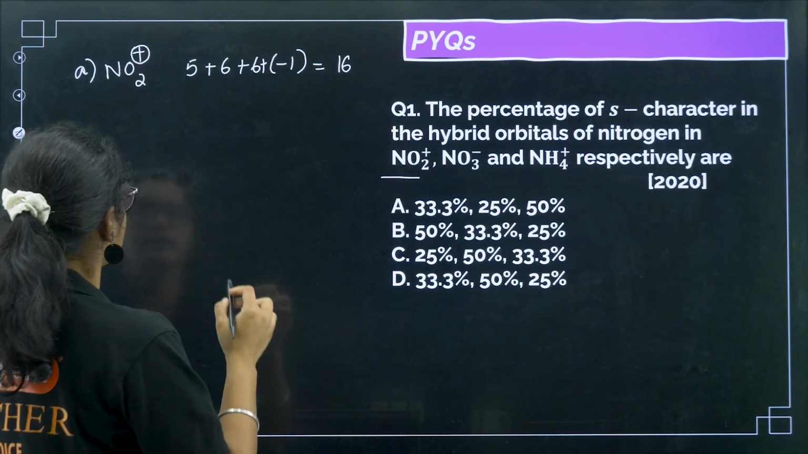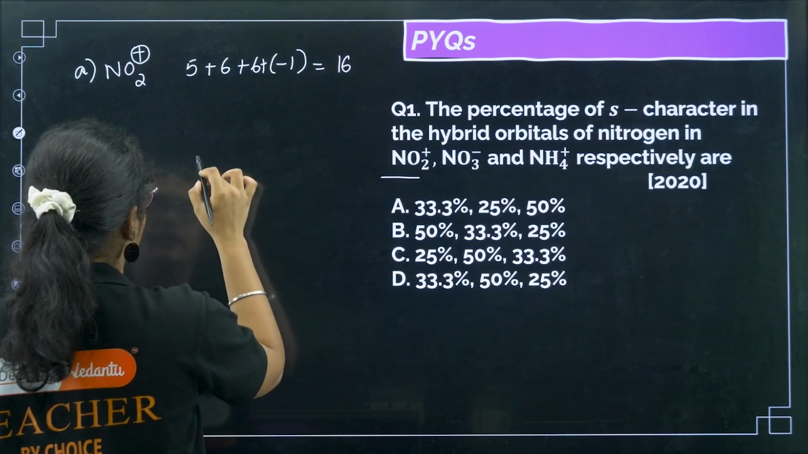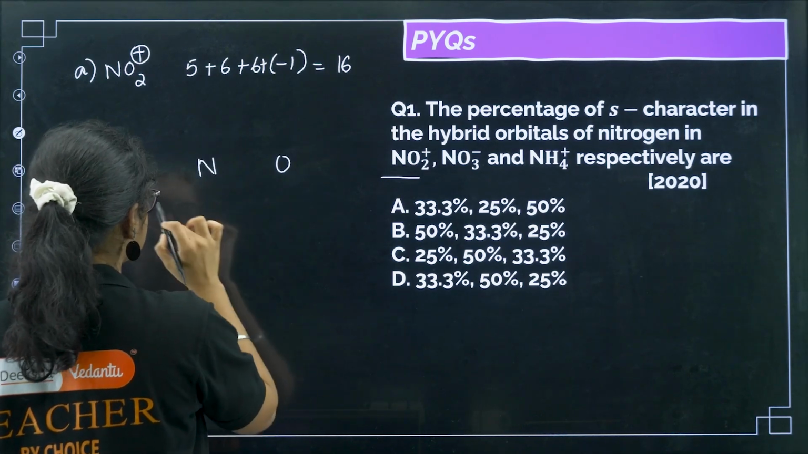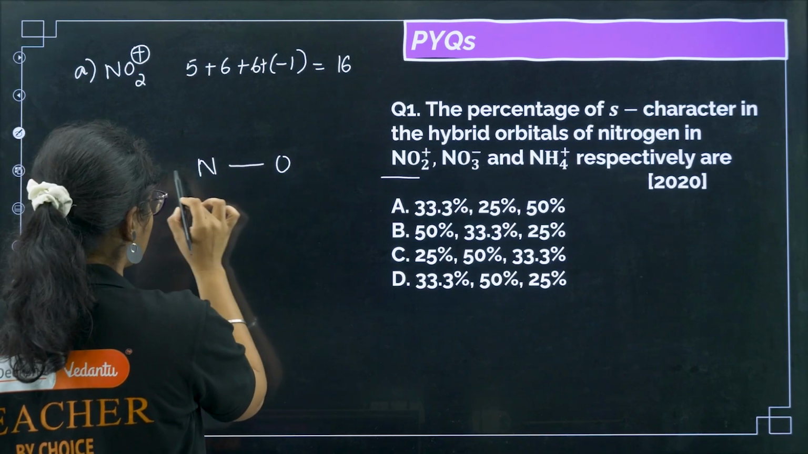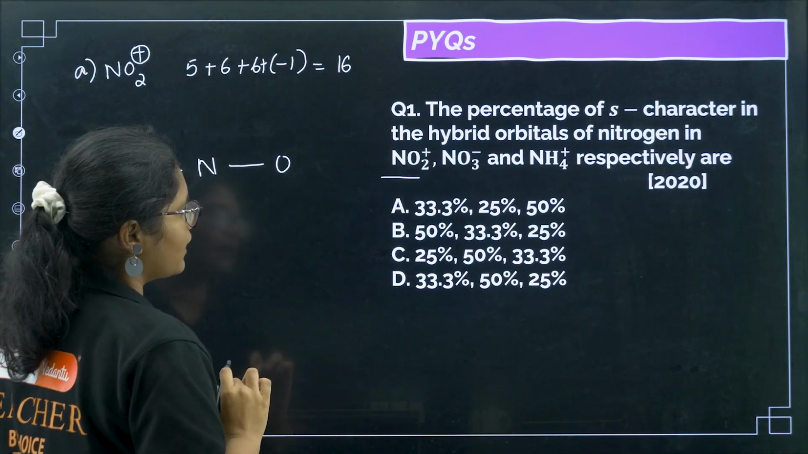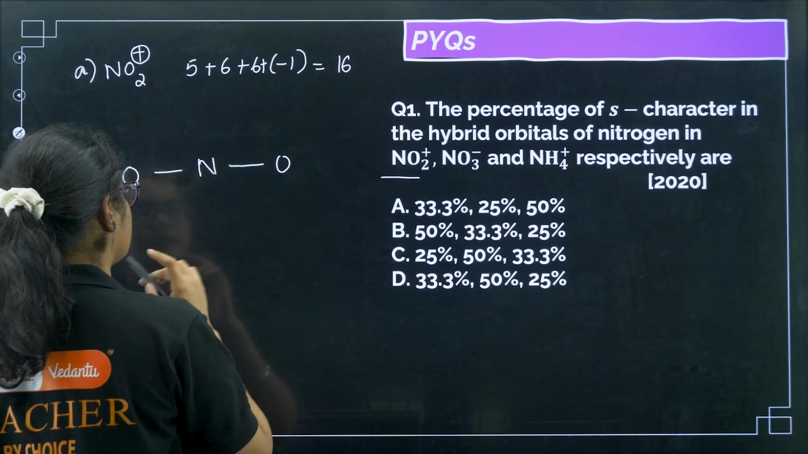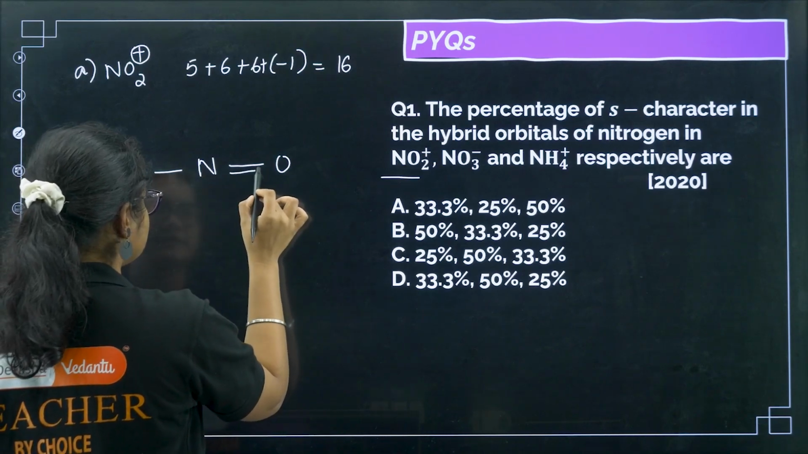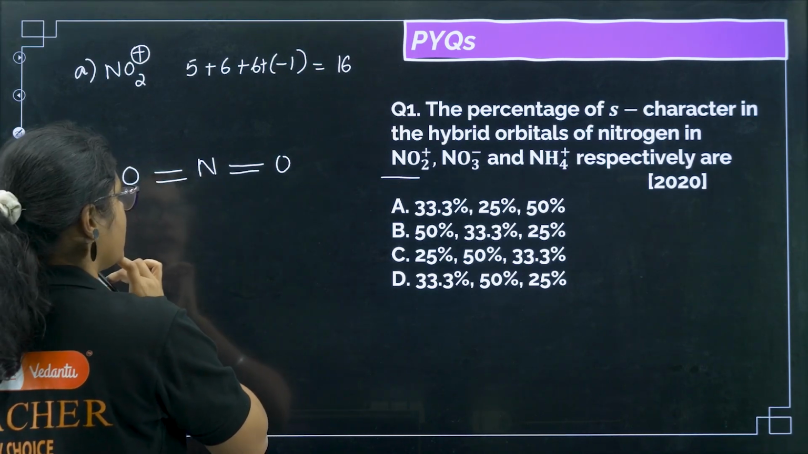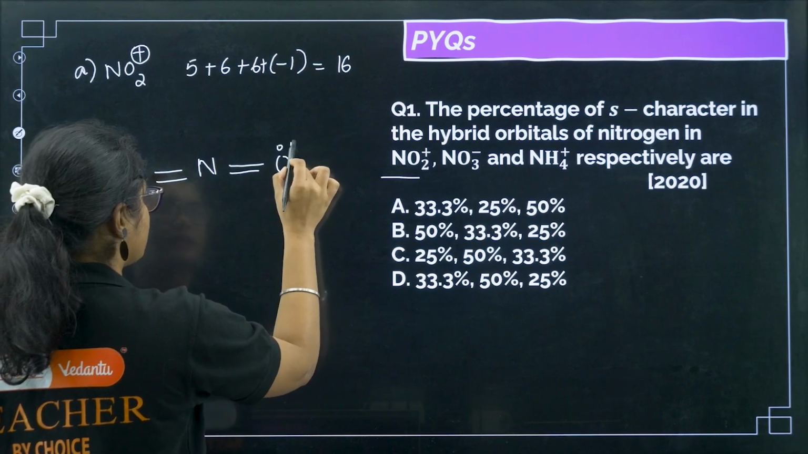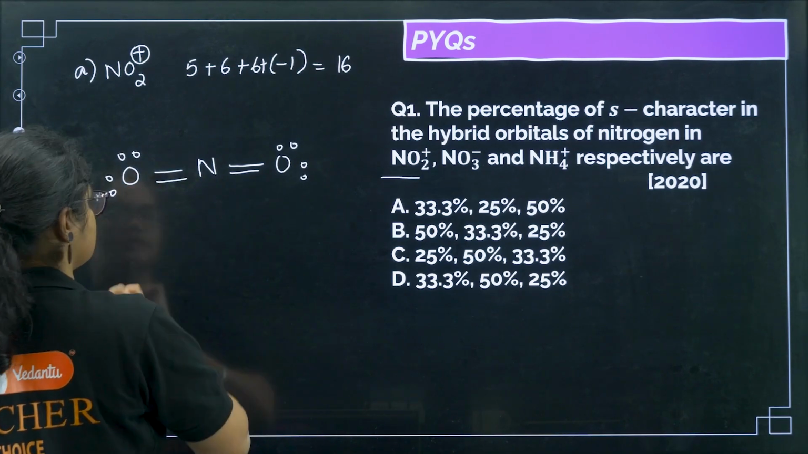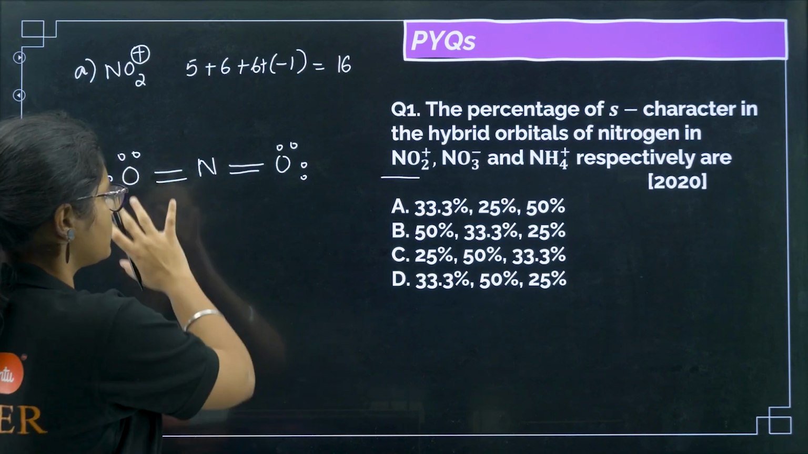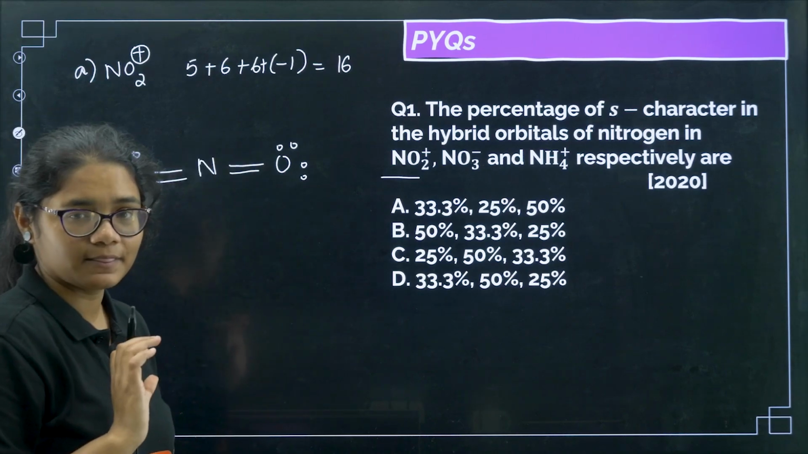We need to arrange that. So if I write nitrogen, oxygen and oxygen, the 16 valence electrons I need to arrange. 1, 2, 3, 4, then 5, 6, 7, 8. Now 9, 10, 11, 12, 13, 14, 15, 16. Yes, 16 valence electrons, and all the octets have been satisfied here.